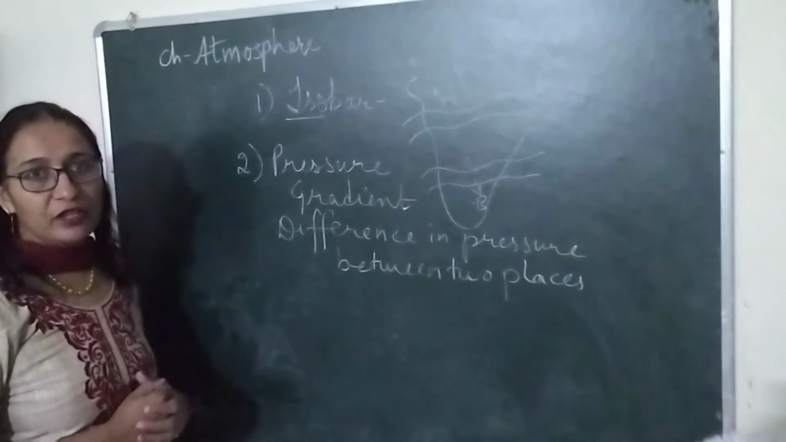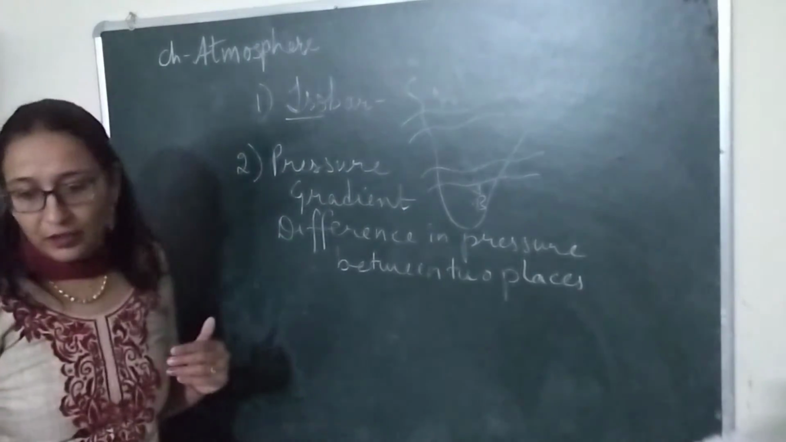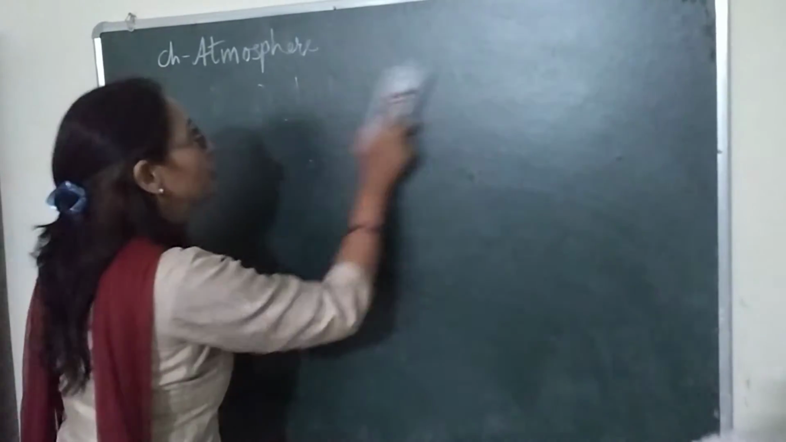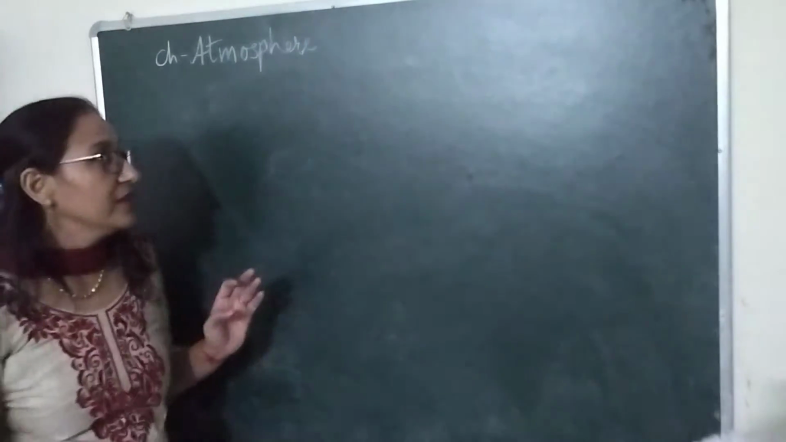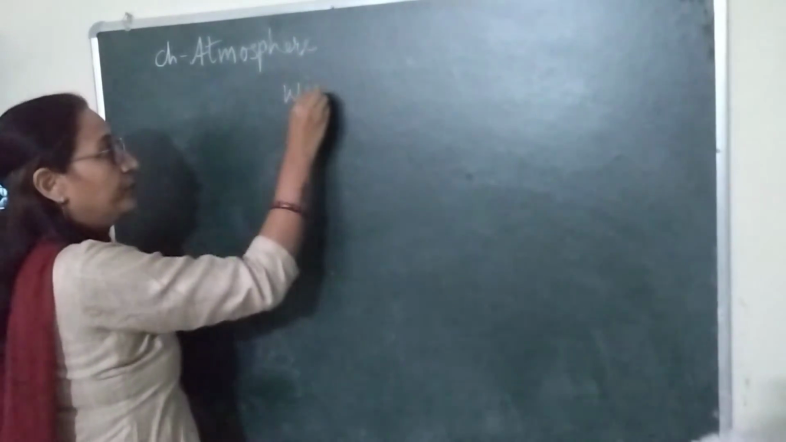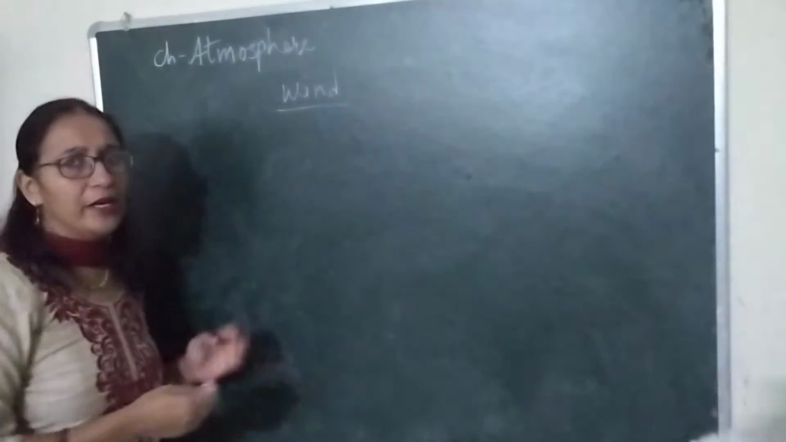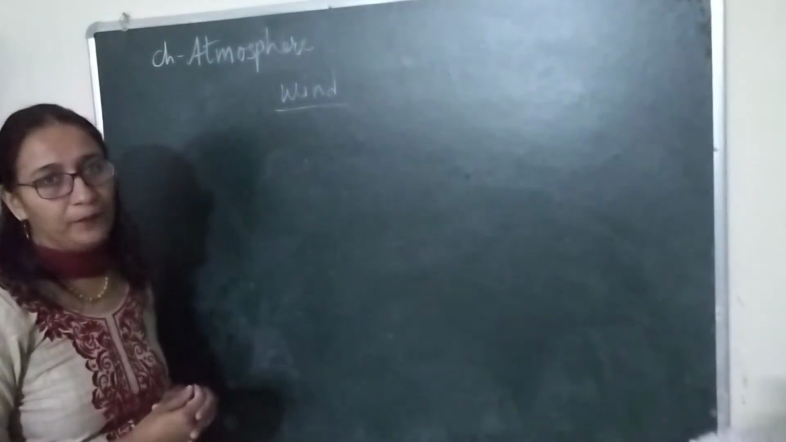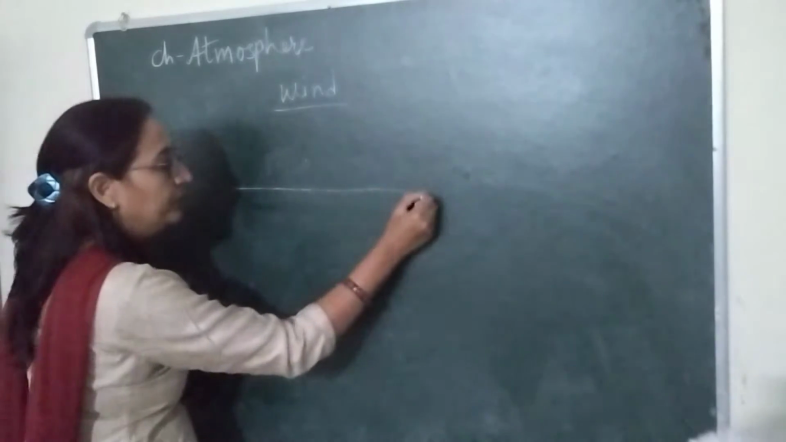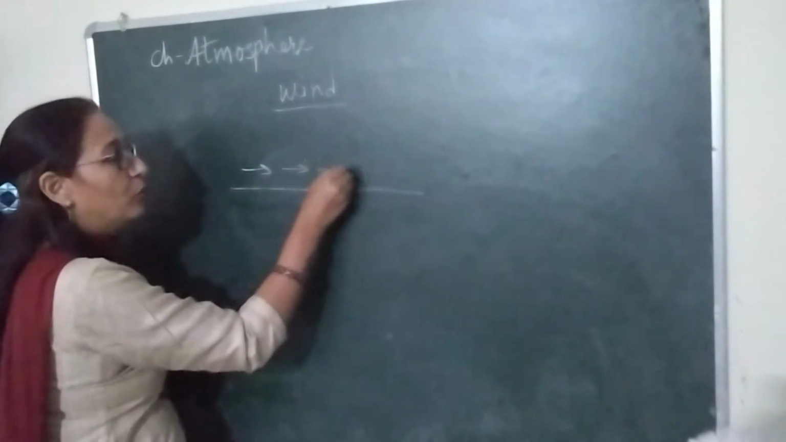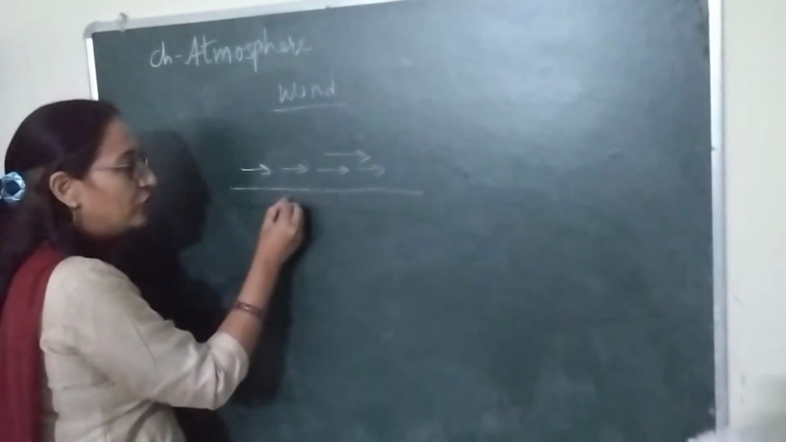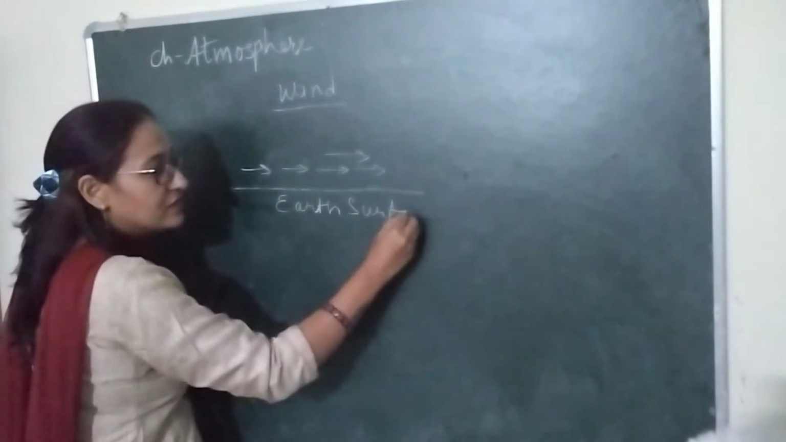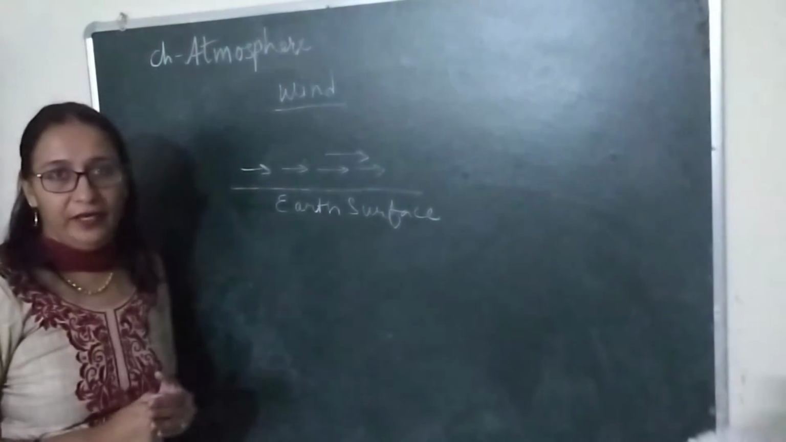So now after these two terms, let's start with the introduction of this topic which we have to start, that is wind. What is wind? Everybody know what is wind. Blowing air is known as wind. And when air blow in a horizontal direction relative to the earth surface is known as wind.